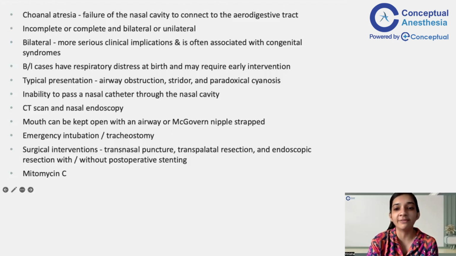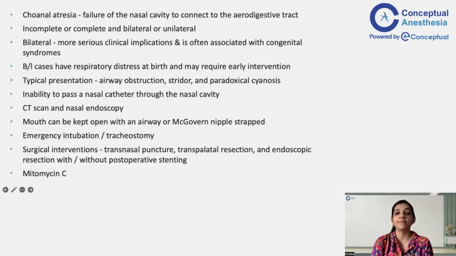Now, neonates who have bilateral disease, as soon as they are born, you will also see an inability to pass the nasal catheter through the nasal cavity. And you can do a CT scan or a nasal endoscopy to confirm the diagnosis. Now, management options include trying to keep the mouth open to facilitate breathing. So you can use the McGovern nipple or oral airway, which can be strapped and kept in place till they begin to breathe orally.